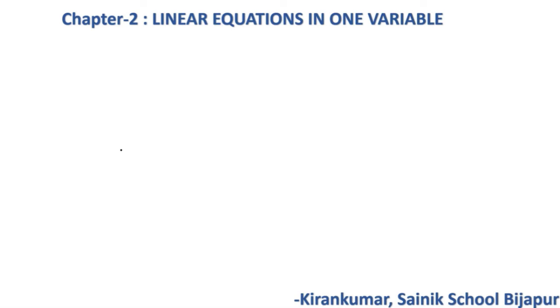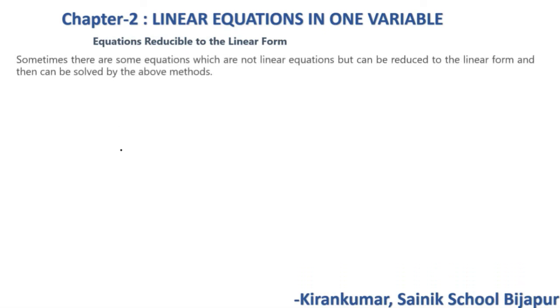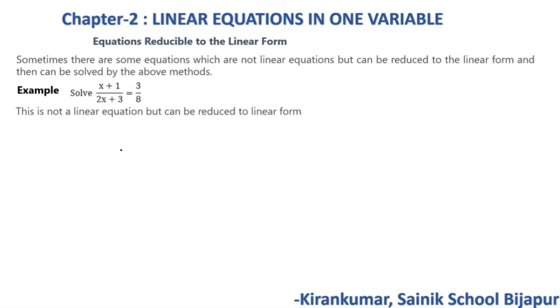Let us learn to reduce the equation to linear form. Sometimes there are some equations which are not linear but can be reduced to linear form. Let's look at an example. Solve the equation x plus 1 upon 2x plus 3 equal to 3 by 8. This is not a linear equation, but it can be reduced to form a linear equation.